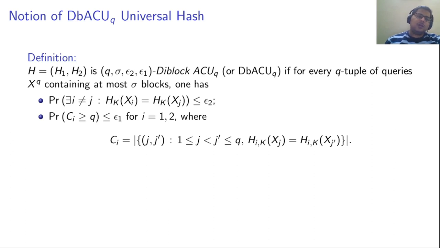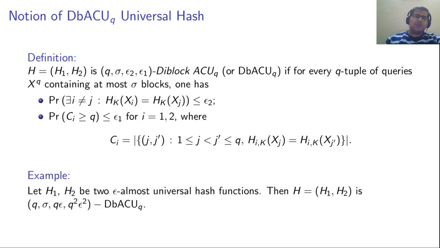Okay, just a note on the security notion required from the hash function. We define a new notion of universality for hash functions that we call DBACUQ. So a hash function H is DBACUQ if for every Q-tuple of queries X^Q, the probability that two hash outputs collide is bounded by epsilon 2. And for any single lane, H1 or H2, the probability that the number of colliding pairs is more than Q is bounded by epsilon 1. So we bound both the joint universal property of the hash function over the Q-tuple, as well as the number of colliding pairs for the individual lanes.